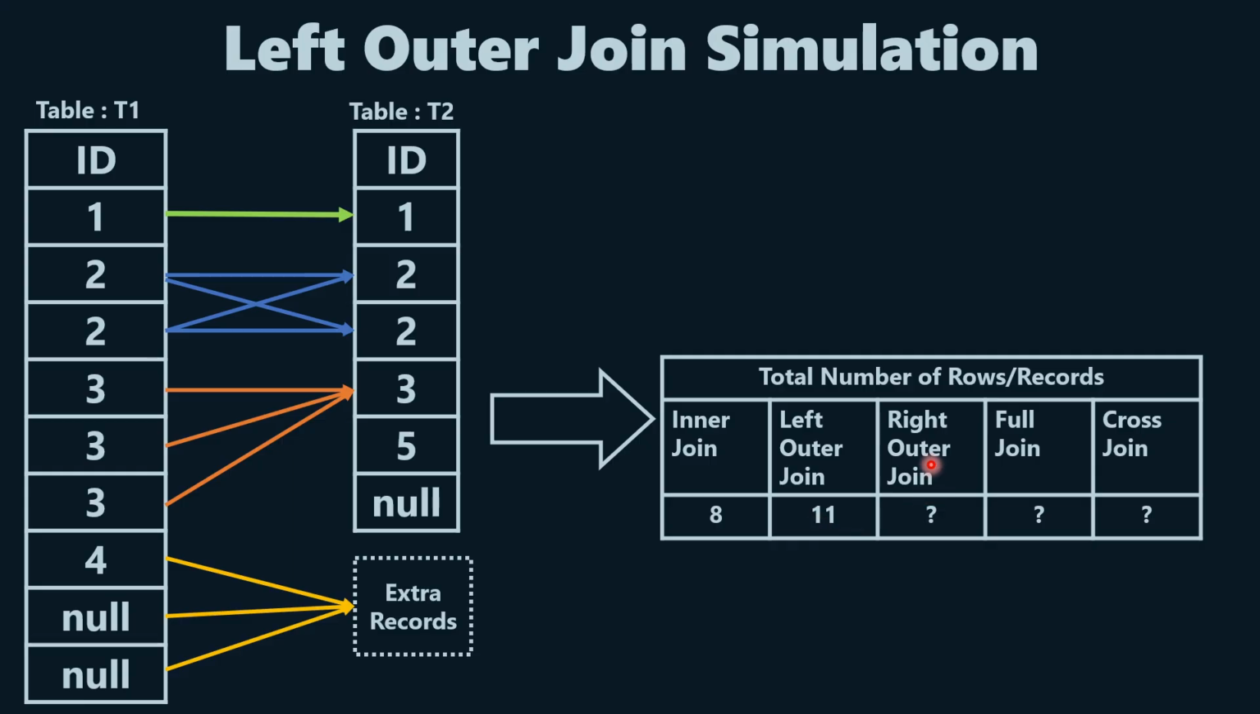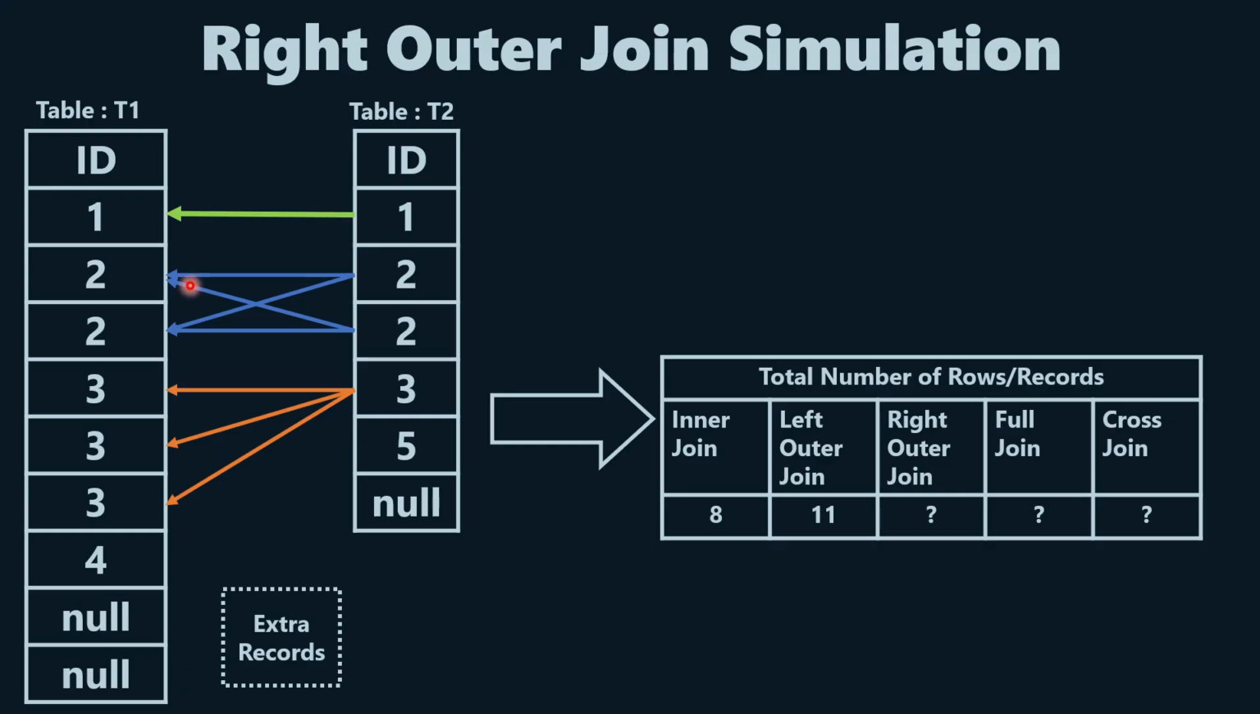Let's see the right outer join. So all 8 records, and then there are the extra records from T2, because in the right outer join we are using T2. So 5 is the extra record, and null. So in total we have 10 records.